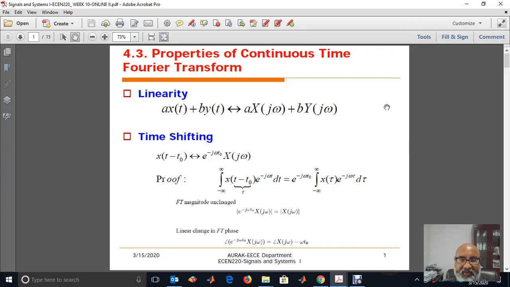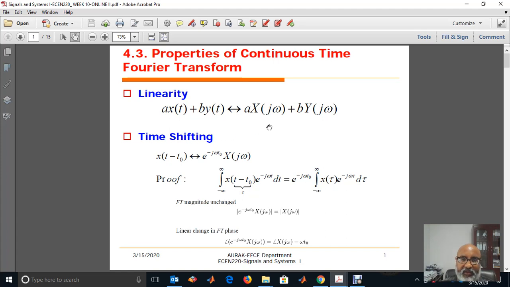Good morning, students. In the previous lecture, we studied how we can go from time domain to frequency domain using the Fourier transform. So the Fourier transform of the signal x(t) is X(j omega). It's equal to the integral from minus infinity to infinity of x(t) e to the power of minus j omega t dt. And we saw how we go from frequency to time domain by using the inverse Fourier transform.